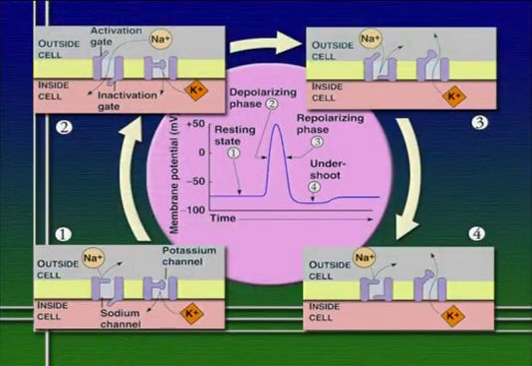In fact, because there are so many voltage-gated potassium channels open in addition to the normal passive ones that we have at rest, the membrane potential crashes down to an even more negative value than at rest. We call this part of the action potential, where it becomes more negative than rest, the undershoot.